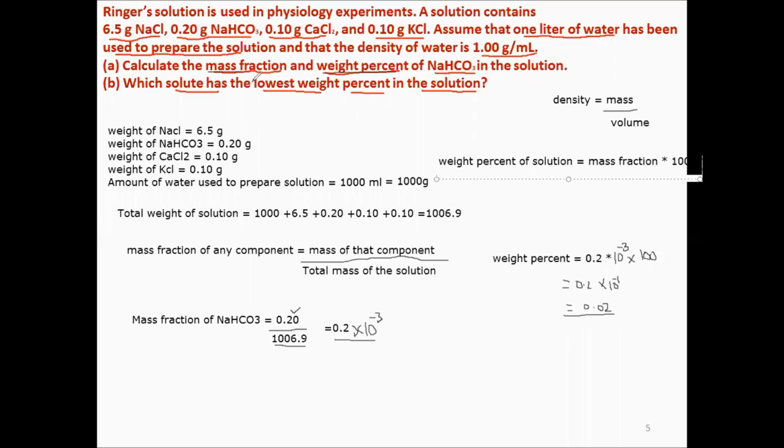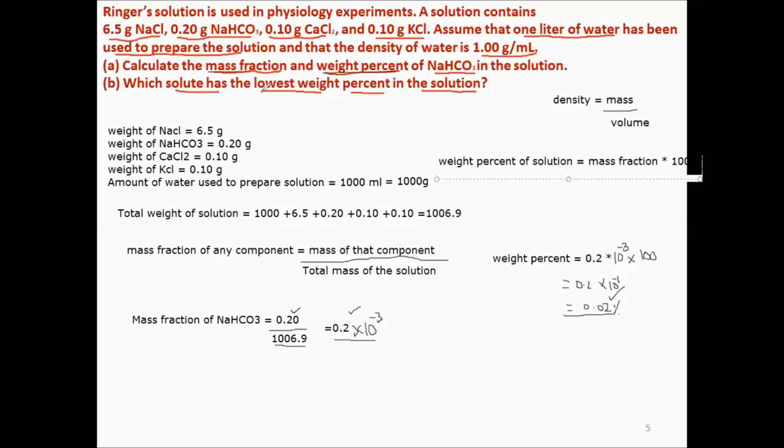So we had to calculate the mass fraction. Mass fraction is this much, 0.2 into 10 raised to the power minus 3, whereas weight percent is 0.02%. Okay.